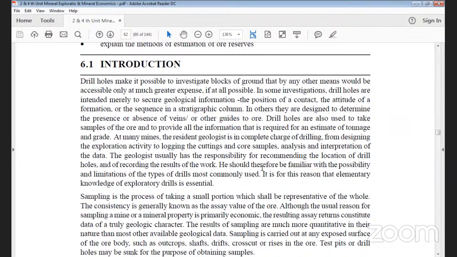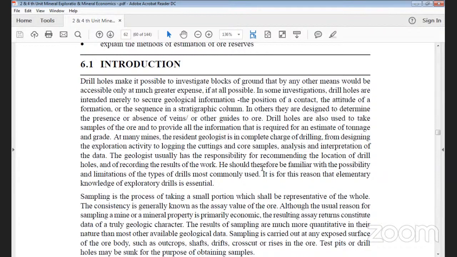In some investigations, drill holes are intended merely to secure geological information, the position of a contact, and the attitude of a formation. The sequence gives stratigraphic columns. As per these, we may find out the depth of the ore deposit and what type of deposit was formed. Sometimes we may get vein deposits, sometimes the cross section of our ore deposits. For that purpose, we have to drill that area.